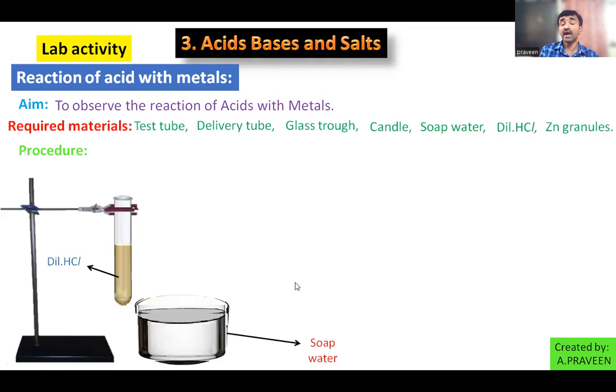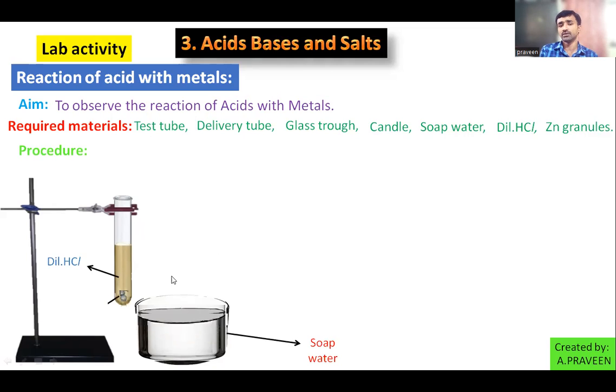Then here I need to connect the passing of gases from the delivery tube into the soap solution. So how do I do it? Here I need to cover the test tube with the help of a rubber cork. So I will take a single-hole rubber cork which is fixed with the delivery tube, right?